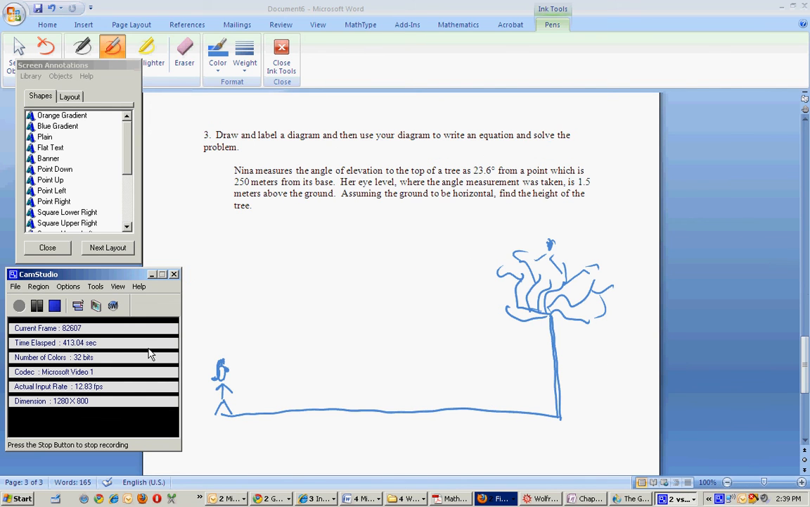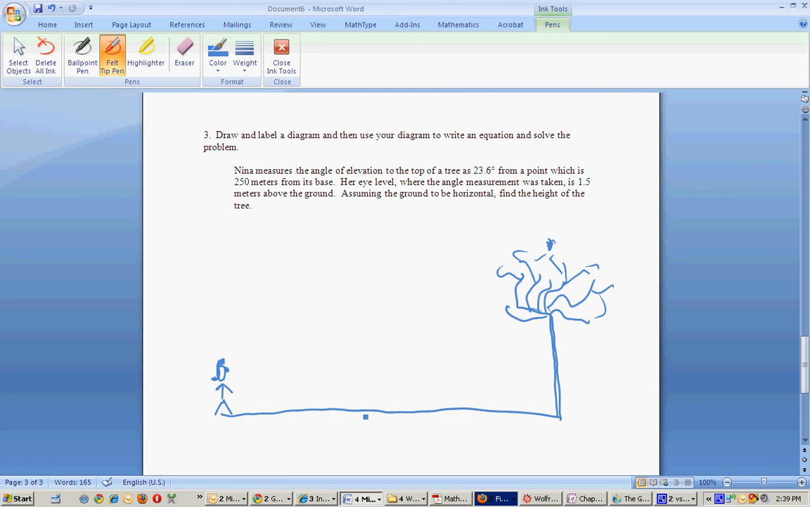All right, now let's take a look at our third problem here. I've just drawn a tiny part of it. Nina measures the angle of elevation to the top of a tree as 23.6 degrees from a point which is 250 meters from its base. So using my tablet tools here, this is 250 meters from Nina to the base of the tree.